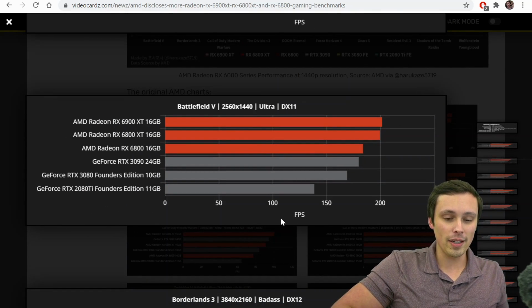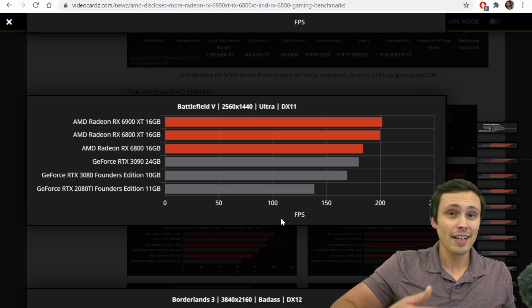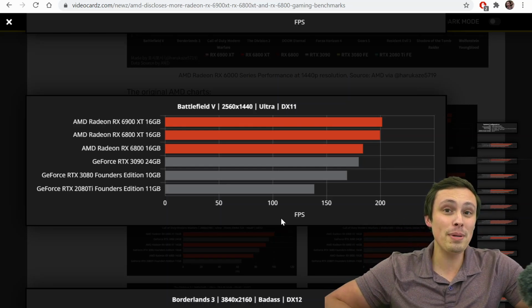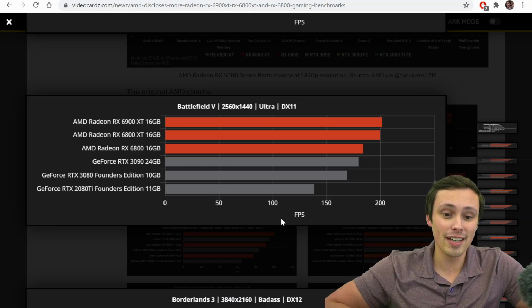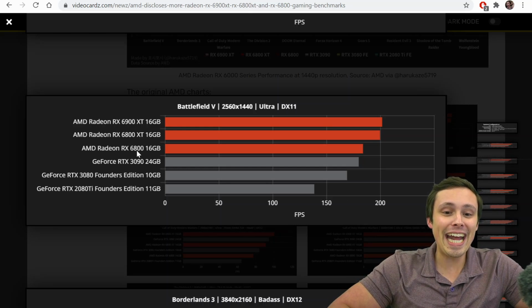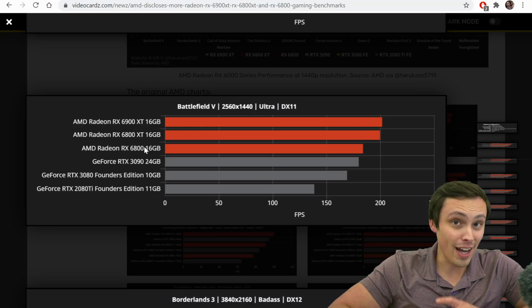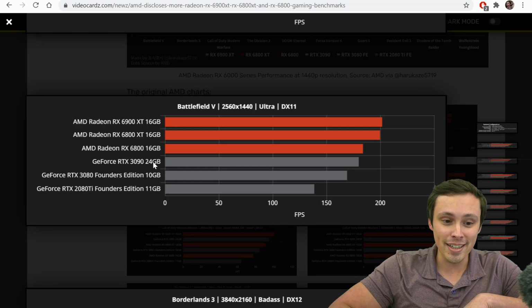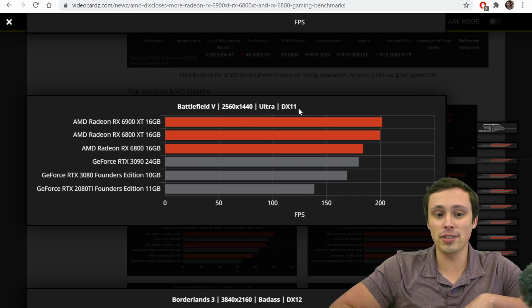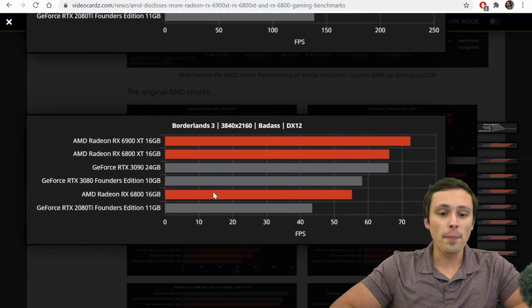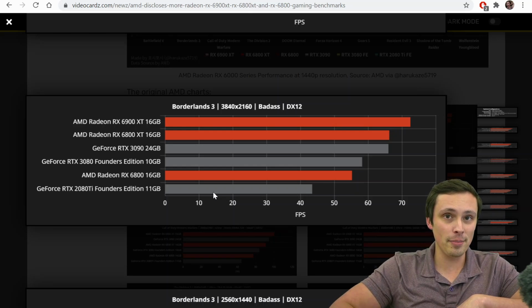So here's those at 1440p. So remember my video where I was like, the AMD is a 1440p monster with big Navi. Look at this, the 6800, not XT, beating the 3090 at 1440p Ultra DX11 in Battlefield 5. So this is a very specific case. But this is not the only time that this type of result is happening.